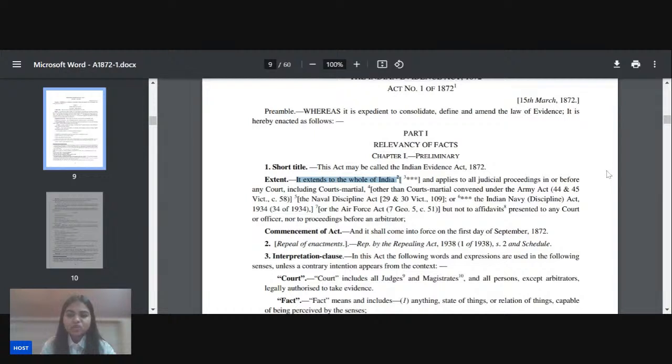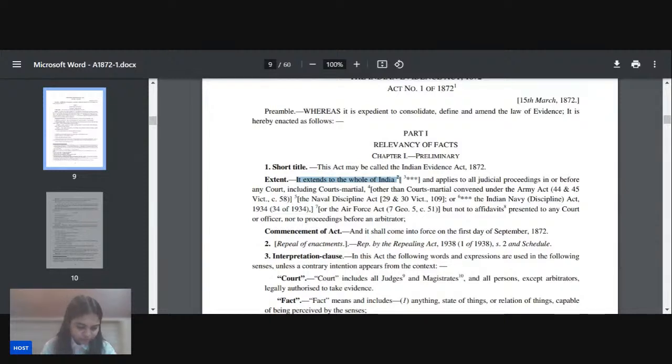Second thing is it is applying to all judicial proceedings also. If you see, this Act applies to all judicial proceedings, right? Now, what are judicial proceedings? What do you mean by judicial proceeding? This section is specifying the territories. Okay, that is okay. It is Lex loci, it is okay. Now, you all tell me, what do you mean by judicial proceedings?